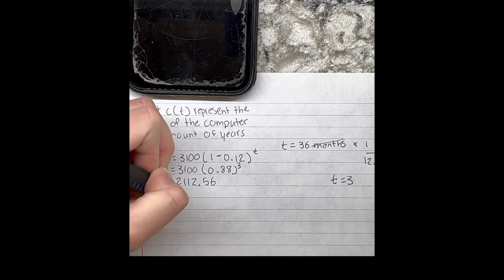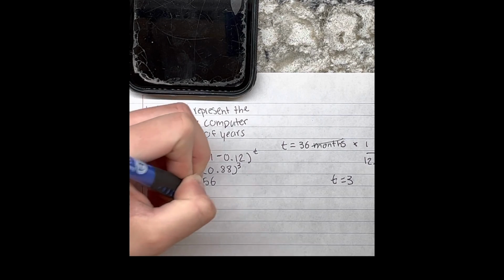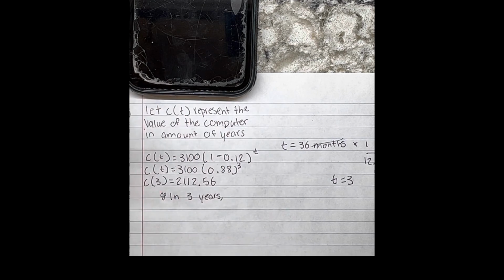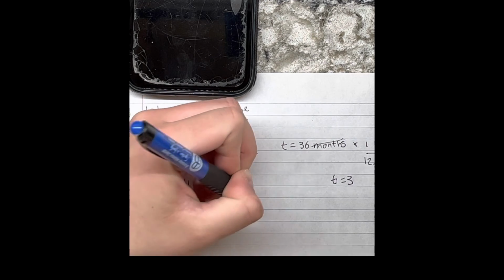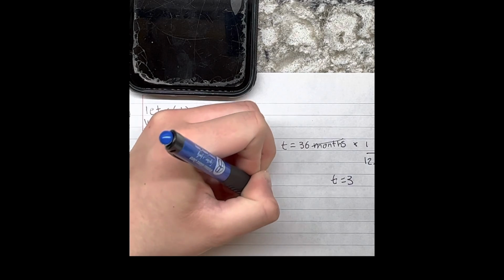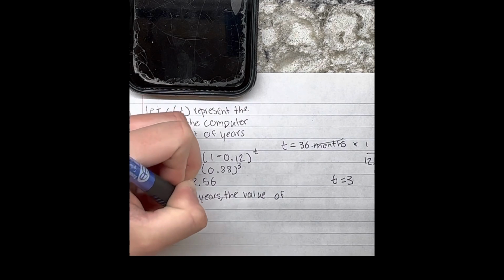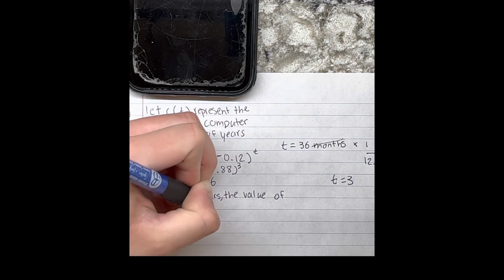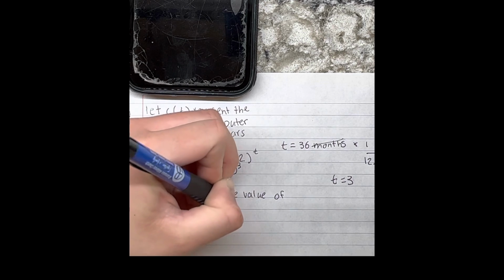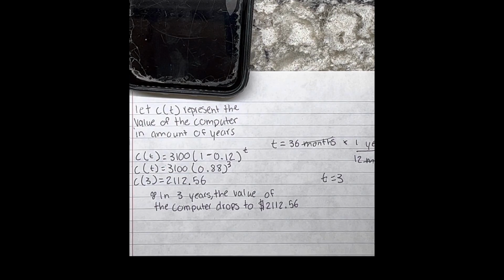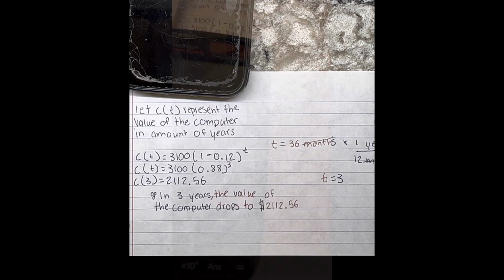2,112.56, which is our answer, so we need to write a therefore statement. So what this last line is basically saying is that the computer value in 3 years is equal to 2,112.56, but we're just writing it a little bit fancier in our therefore statement. As this is a decaying rate, we're saying it drops to this number.